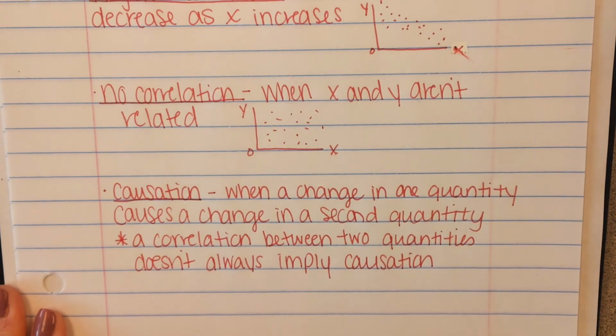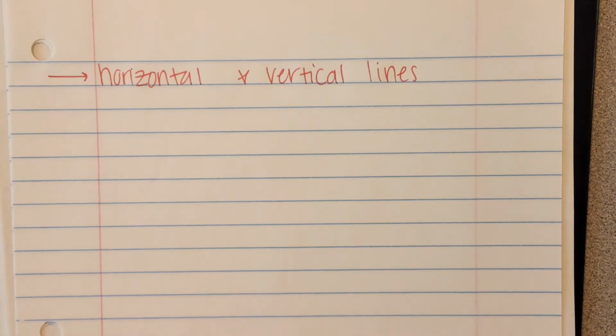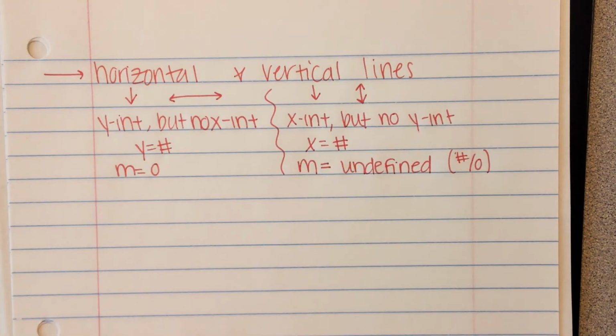Okay, next we're going to talk about horizontal and vertical lines. You should already be somewhat familiar with horizontal and vertical lines from talking about slope and linear equations, but these problems might look a little bit different. You're going to be given an ordered pair, and you're going to have to decide what horizontal line passes through the point and what vertical line passes through the point. First, we need to know some basic information about horizontal and vertical lines.